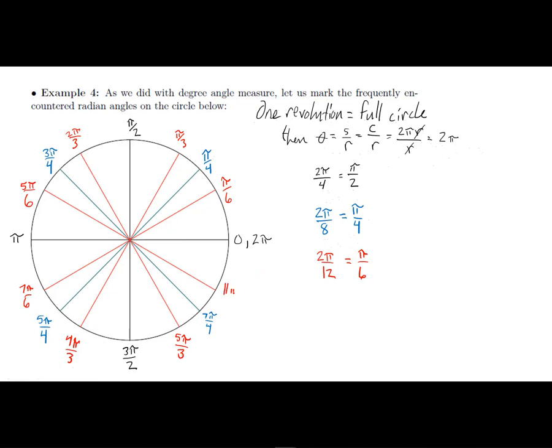So as was mentioned in the video where we worked with degrees, this is something you need to commit to memory. We're going to need to be able to recall where these particular values are on the circle quite readily. So make sure you work on that.